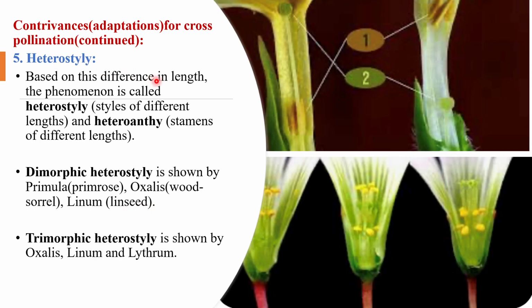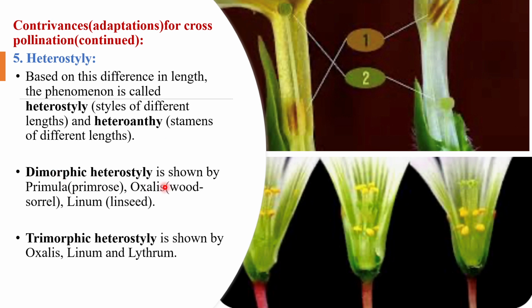Based on this difference in length, the phenomenon is called heterostyly, meaning styles are of different lengths, and heteroanthery means stamens are of different lengths. Here we see different lengths. Here is short, here is long, here is short, here is long.